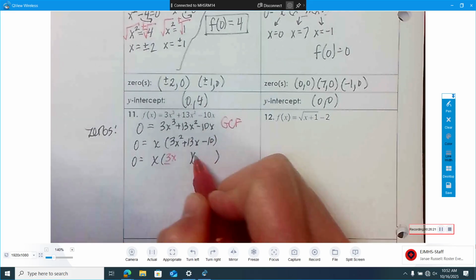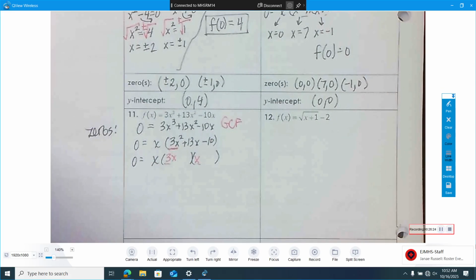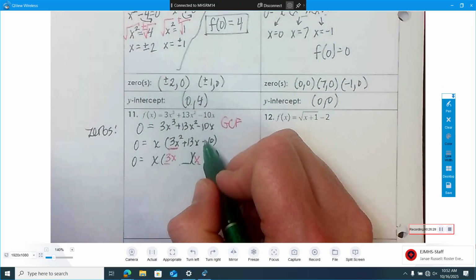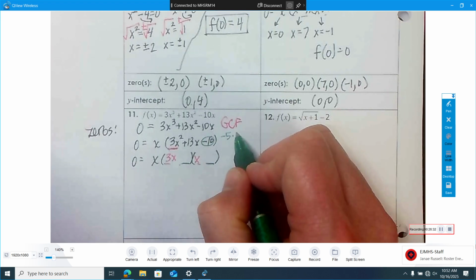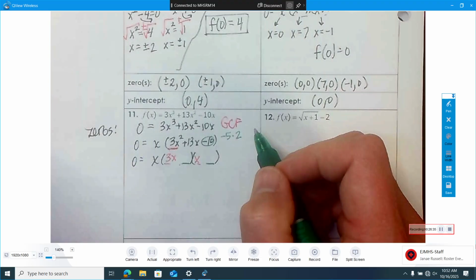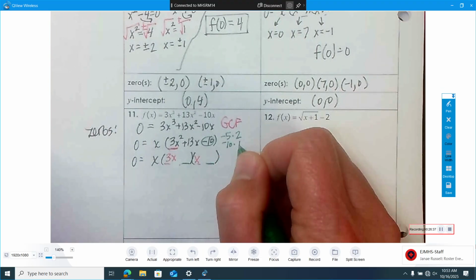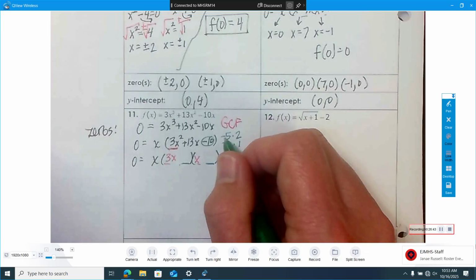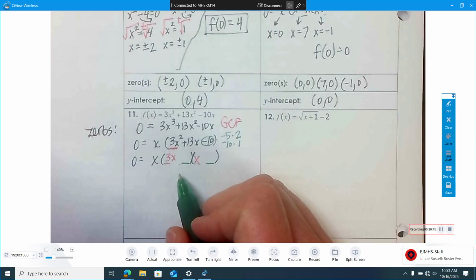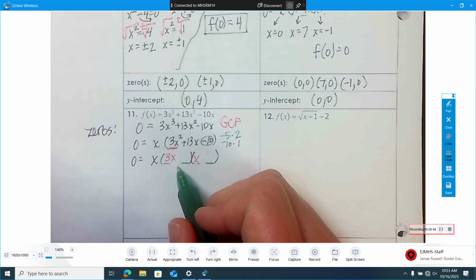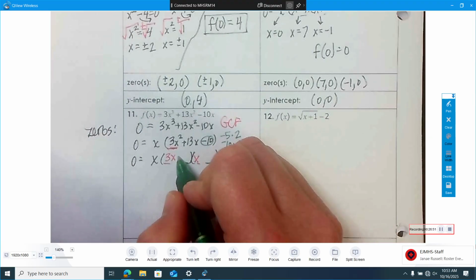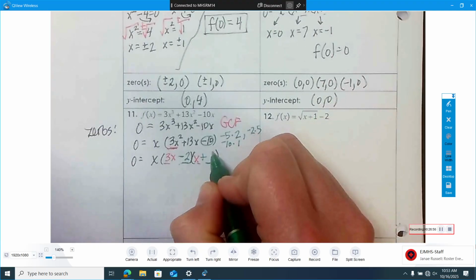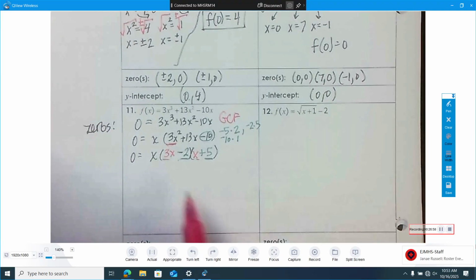3x times x gets me my 3x squared. Last times last has to be negative 10. So negative 5 and positive 2? Negative 10 and positive 1? Let's do the negative 2 on the inside. Negative 2 and a positive 5. Negative 2 on the inside, positive 5 on the outside.